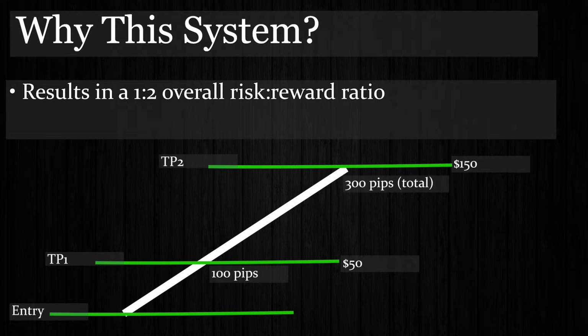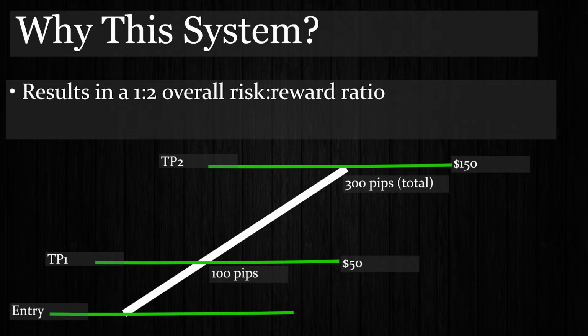Now, for argument's sake, let's say that we're risking $100 on the trade, $1 per pip. Our stop is 100 pips away, and it would be $100 if price went to stop, negative 100. So our TP1 is then 100 pips away, the same distance away our stop is. As price moves up to TP1, we would be $100 positive on the trade.